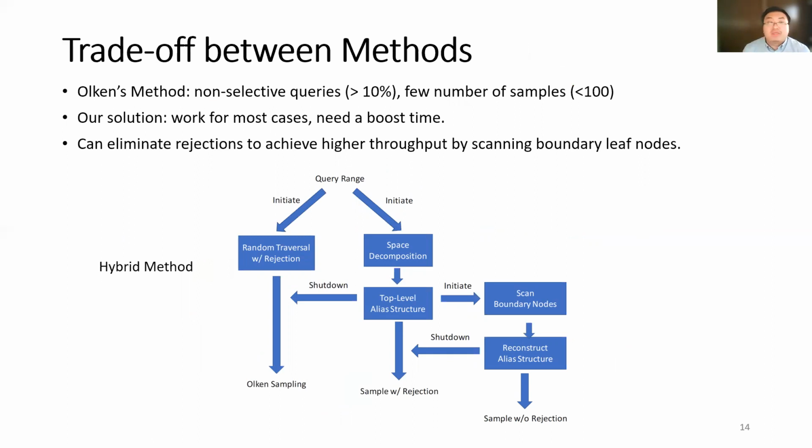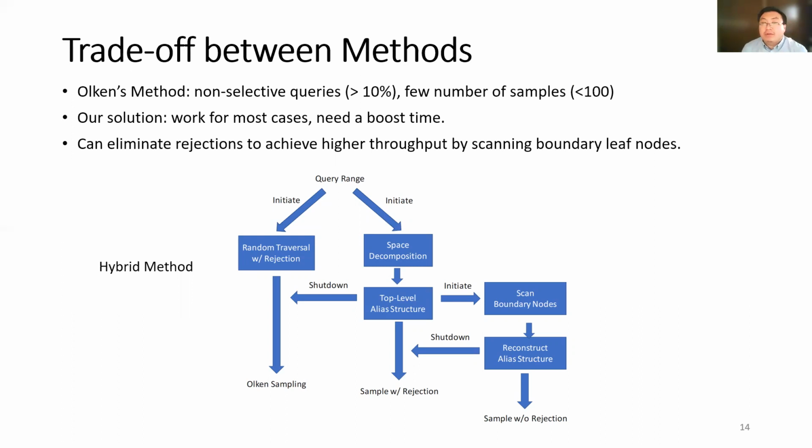Our solution works for most of the cases, but needs a boost time. Also, on boundary leaf points, where some of the points are actually outside of the query range, we still have a very thin possibility of rejecting samples. In this case, we can eliminate rejection by scanning through all the boundary leaf nodes and getting rid of all the points which are not residing in the actual query region. So in this case, we propose a hybrid method.